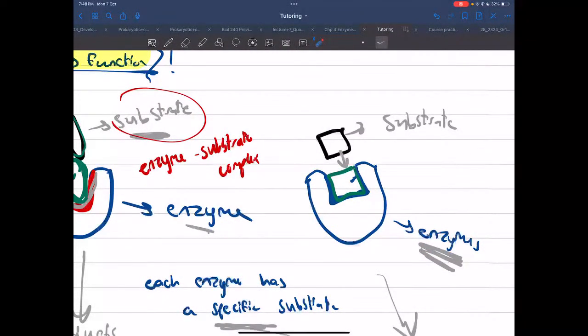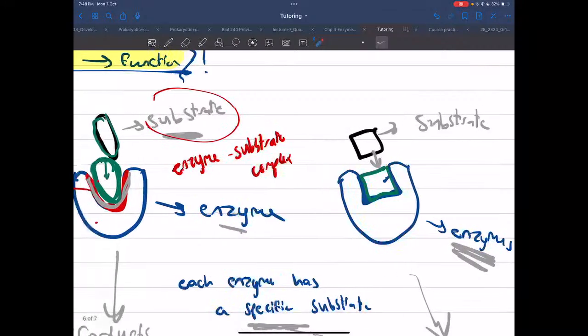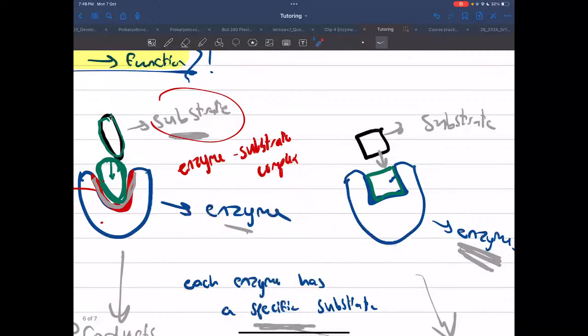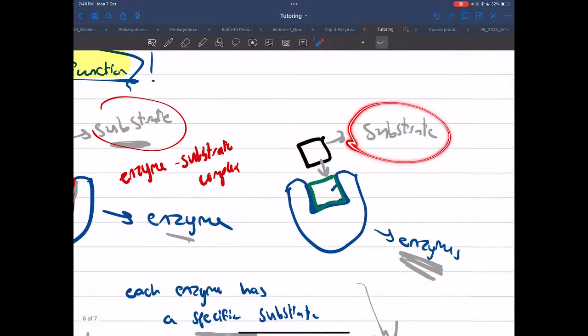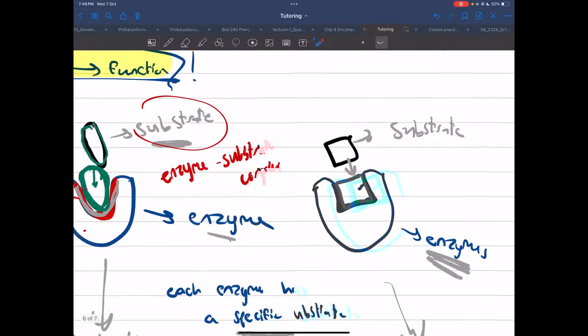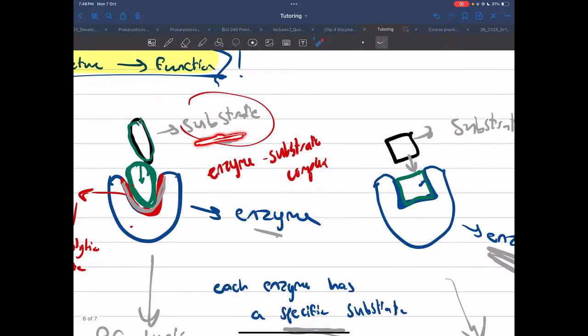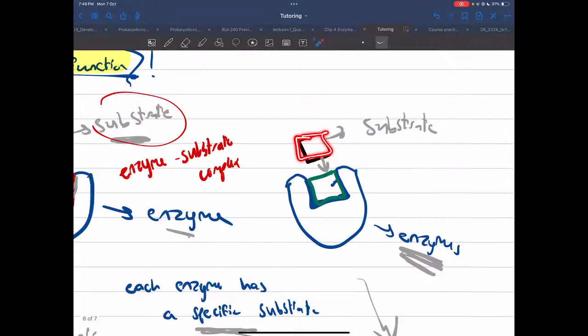Why it's not gonna work? Because the shapes are not complementary. It's the same concept in enzymes and their substrate. I can only use the door key to unlock my door. And I can only use the safe key to unlock my safe. Here it's the same concept. This substrate, its shape is complementary to the active site of the enzyme, and this substrate is complementary to the active site of this enzyme. So they basically fit like a key and a lock. The key and lock, they fit each other perfectly.